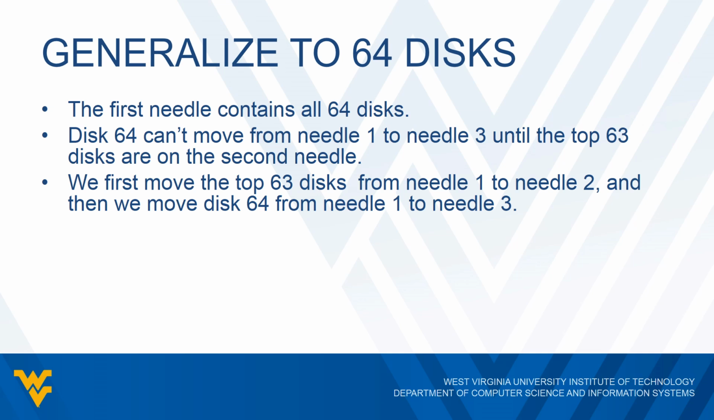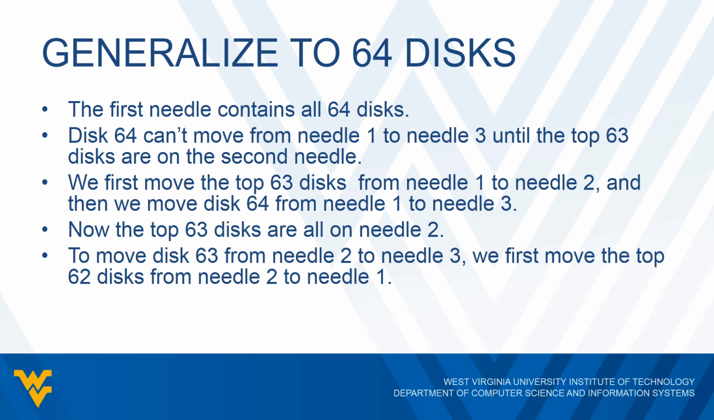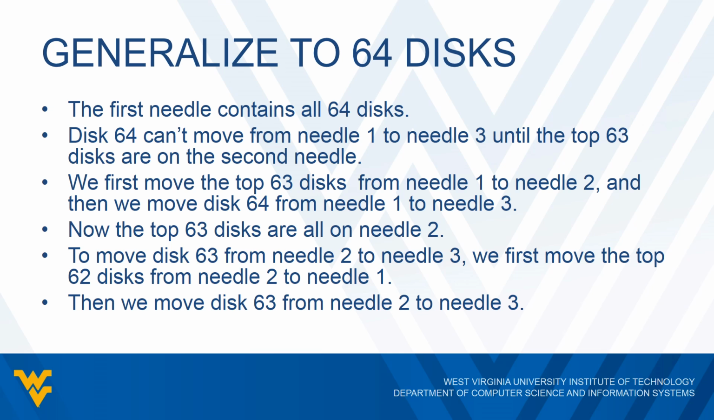So let's say we make that move. So now the top 63 disks are all on needle 2, and we need to move all of them from needle 2 to needle 3. So eventually we've got to get disk 63 over there. Well, if we're going to make that work, if we're going to move disk 63 from needle 2 to needle 3, well, we first got to deal with the top 62 disks. So we're going to have to move all those from needle 2 to needle 1. And then once we have that done, then we can move disk 63 from needle 2 to needle 3. But we first got to have the top 62 disks over on needle 1 first. So let's say we do that.